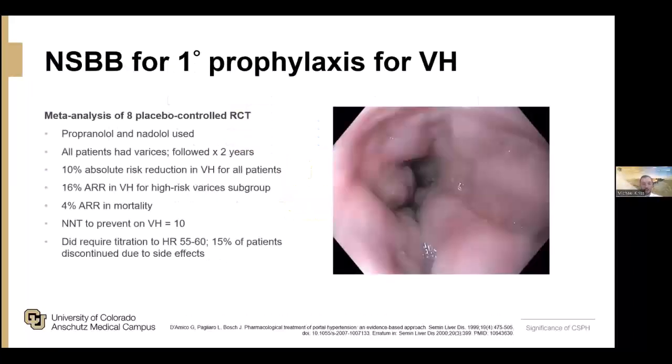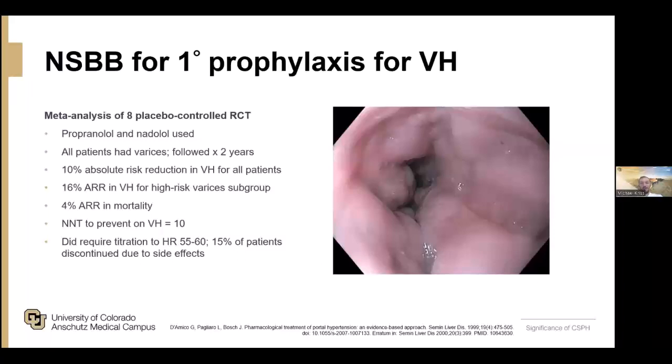All right, so what about in our patients with high-risk varices, in which their portal hypertension is more significant? How do we achieve primary prophylaxis? Again, by treating portal hypertension. So this is a meta-analysis of 8 placebo-controlled clinical trials. They used either propranolol or nadolol. All the patients had varices, and in the studies they were all followed for a period of at least 2 years. If you look at all comers, so patients with small or large varices, there was a 10% absolute risk reduction in variceal hemorrhage for all patients.